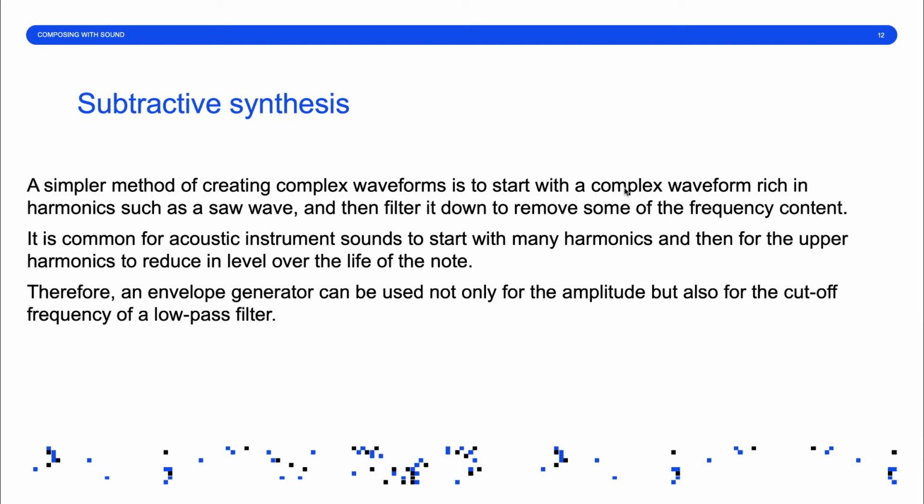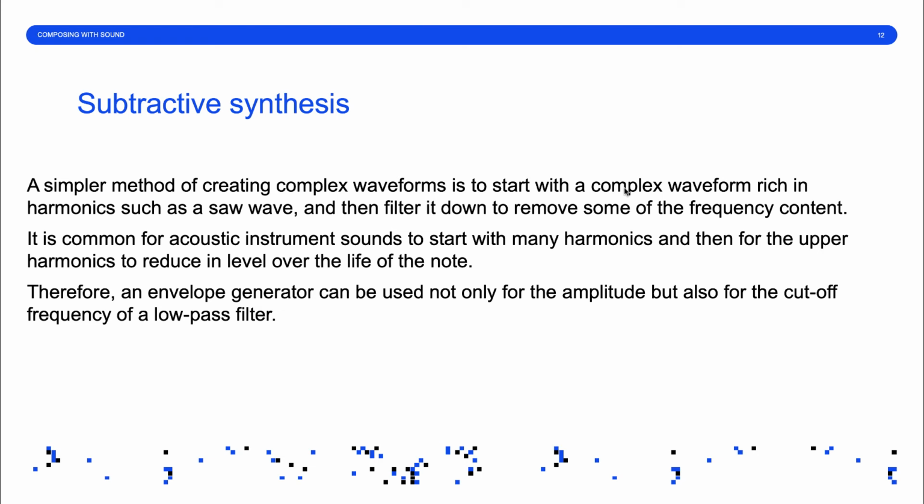Okay, now I'm going to introduce the concept of subtractive synthesis. A simpler method of creating complex waveforms is to start with a complex waveform rich in harmonics, such as a sawtooth wave, and then filter it down to remove some of the frequency content. It's common for acoustic instruments to start with many harmonics and then for the upper harmonics to reduce in level over the life of the note.